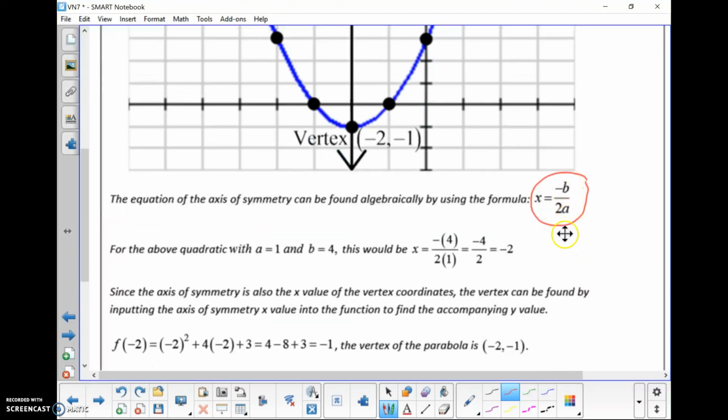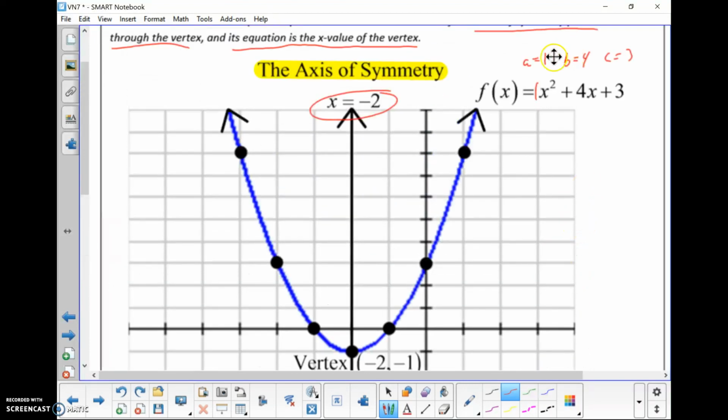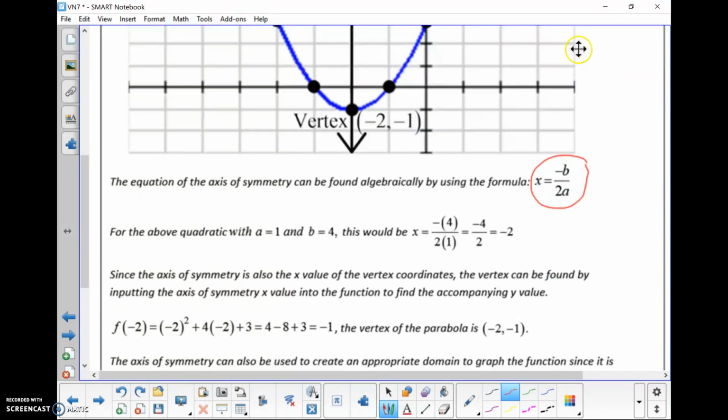So -b over 2a. In this case, we said a is 1, b is 4. This formula doesn't use c. It just uses a and b. So a is 1, b is 4, as said here for the quadratic shown above. So x equals -b. Now notice that it's not b over 2, it's -b. So you've got to negate b, the opposite sign of b.